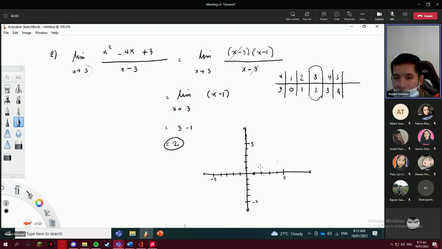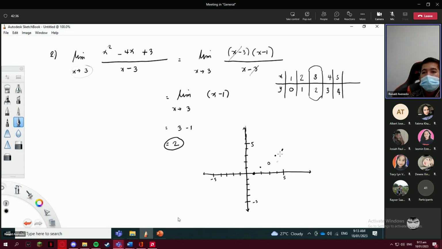2, then 1, then 3, 2, then 4, 3, then 5, 4. Okay. Look at how I plotted the points. The first two are shaded. Then 3, 2 is unshaded. Then the right of 3, 2 is shaded.